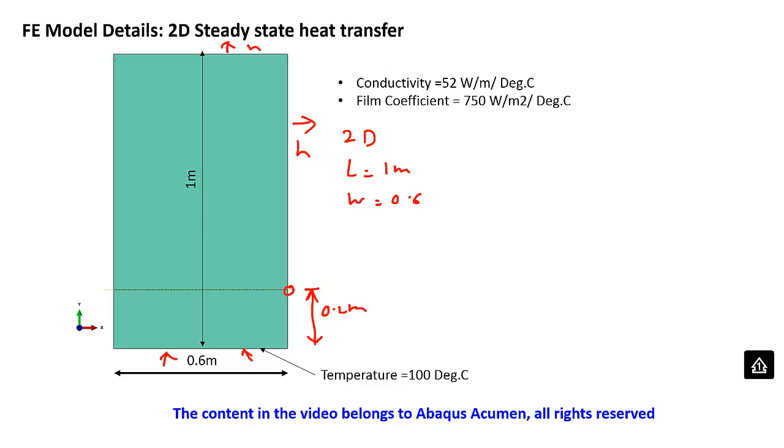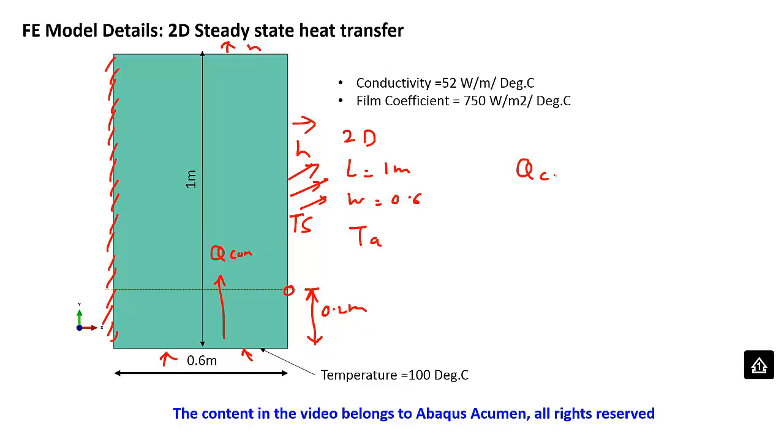This edge is fully insulated. There is no heat flux going through this, and this H will depend on the temperature of the surface and the temperature of the ambient. Based on this you can get a convective heat transfer going out. We'll give temperature, and the heat moving through this is conduction.